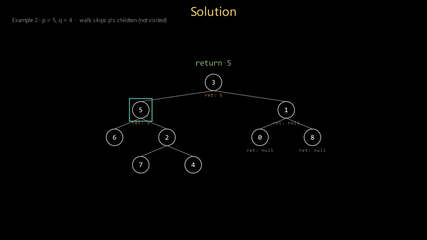Again the answer at the root is 5, one target is the ancestor of the other, so that ancestor is the lowest common ancestor.